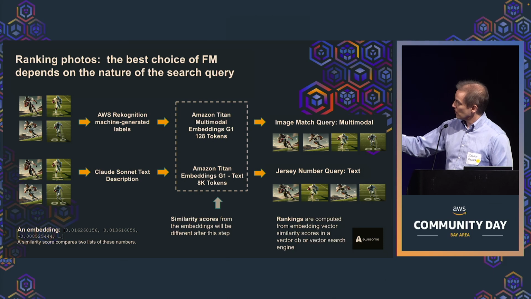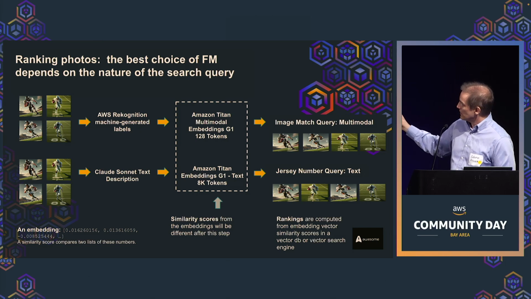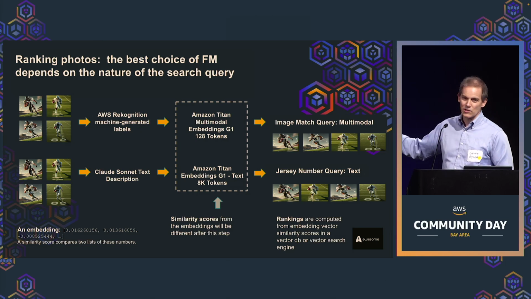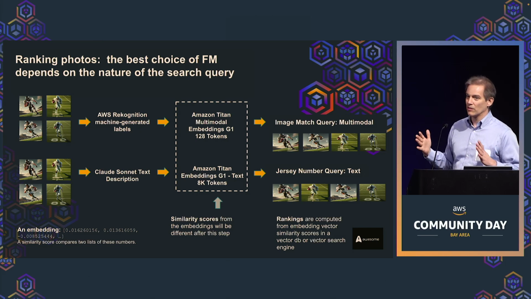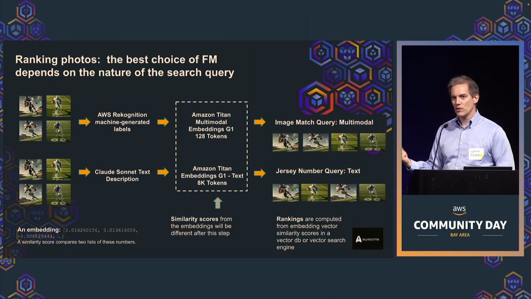Another option would be a Claude Sonnet text description. That gives you a very detailed, up to 8,000 word description of what's in the photo, including the numbers and other kinds of details. And you can get something like the exact jersey number independent of what the background looks like. So these are the types of application-specific questions that come up.